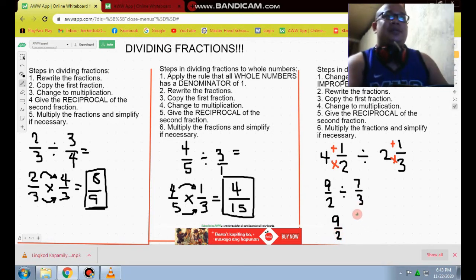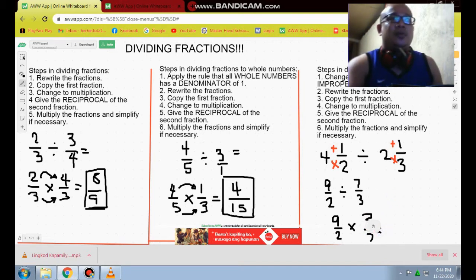Then, change to multiplication. And, next is give the reciprocal of the second fraction, or 7 over 3 will be 3 over 7. Ayan. So, next is to multiply. So, let's multiply numerator to numerator and denominator to denominator. Alright.